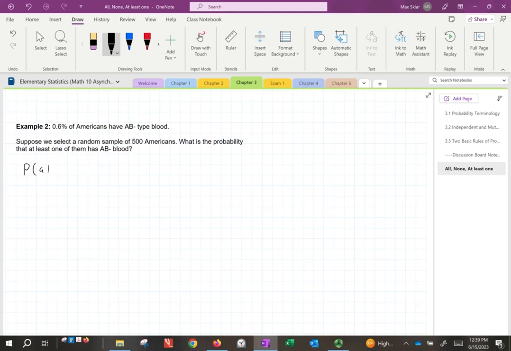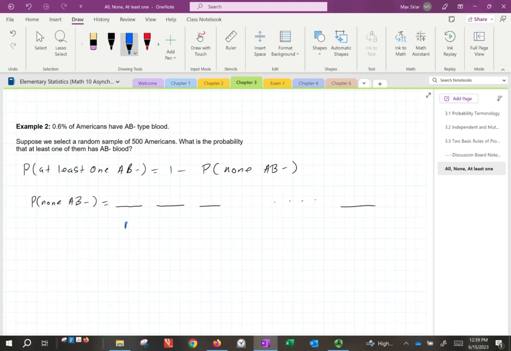I know that the probability of at least one AB negative is 1 minus the probability of none. Okay, so let's look at the probability of none. Where we used to have a sample of 5 people, now we need a sample of 500. First person, second person, third person, 500th person.